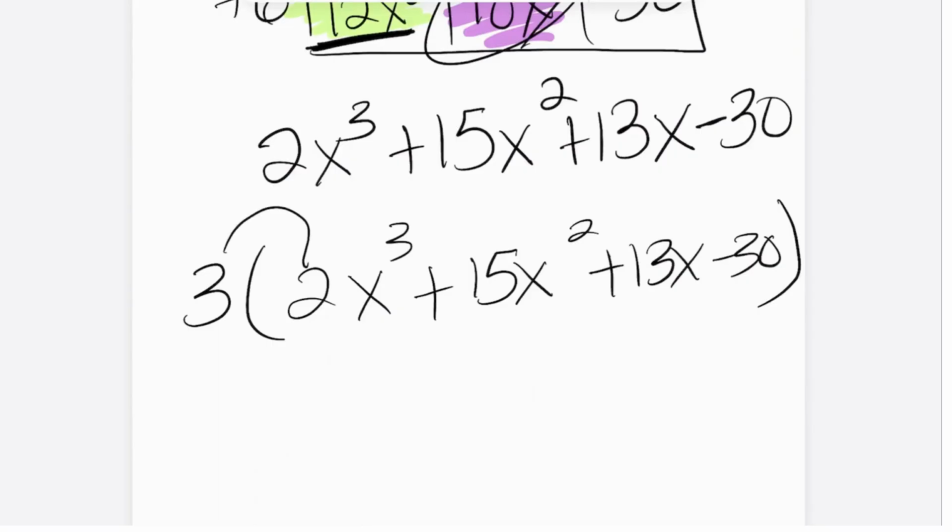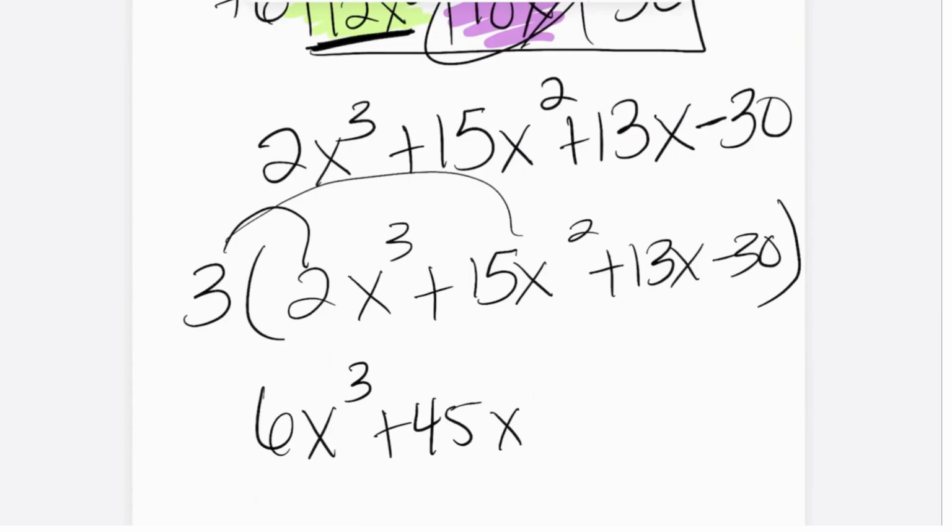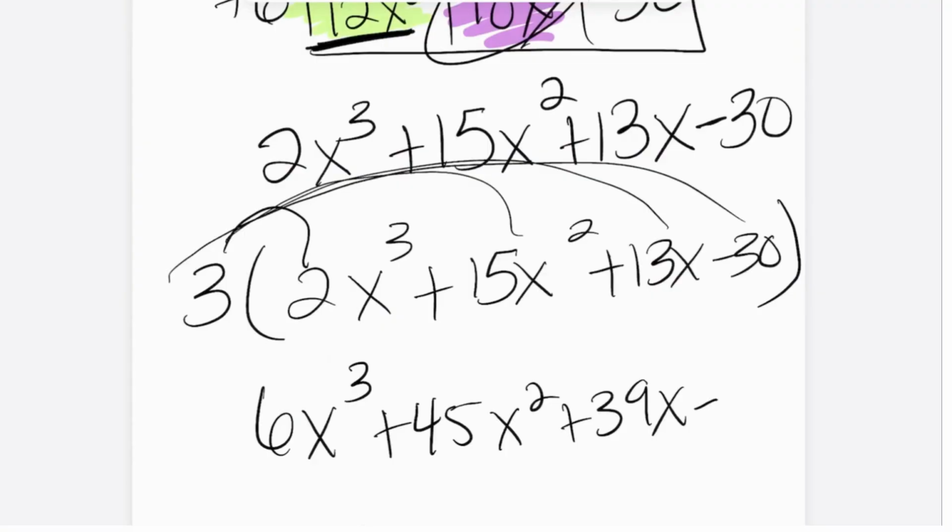So 3 times 2x cubed is going to give me 6x cubed. 3 times 15x squared is going to give me 45x squared. 3 times 13x is going to give me 39x. And 3 times negative 30 is going to give me negative 90. And that's our final answer in standard form.